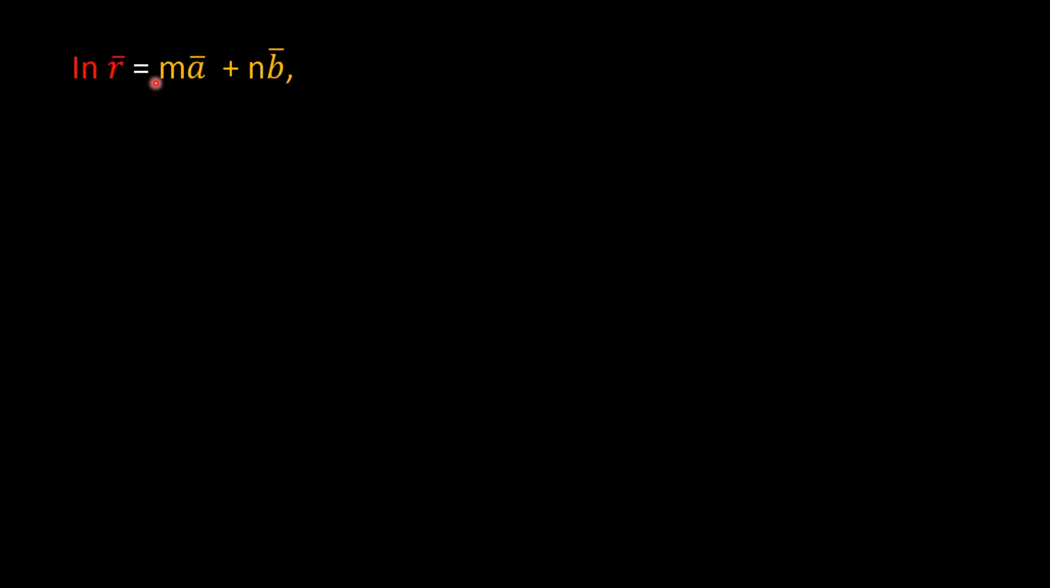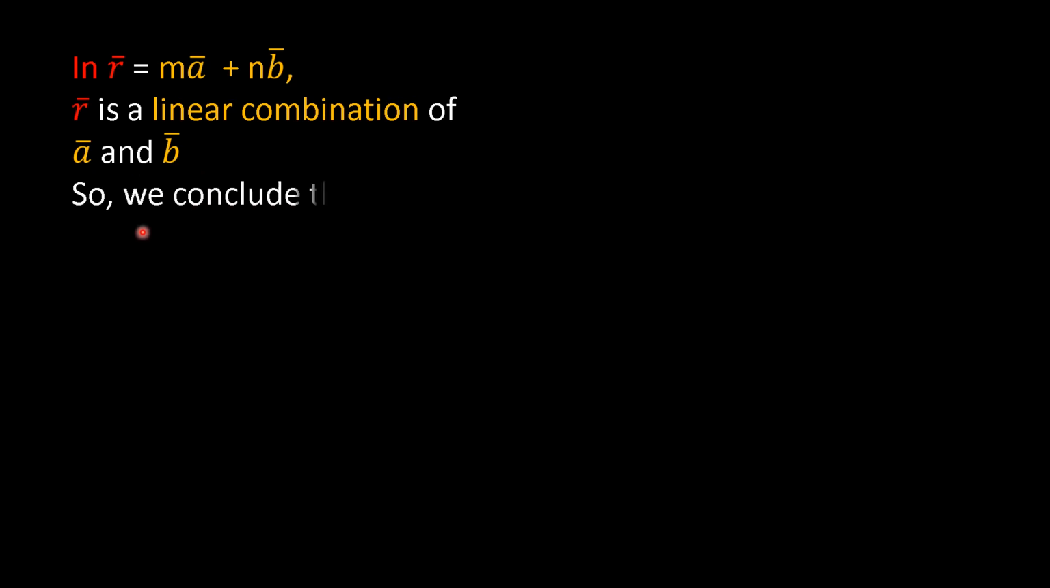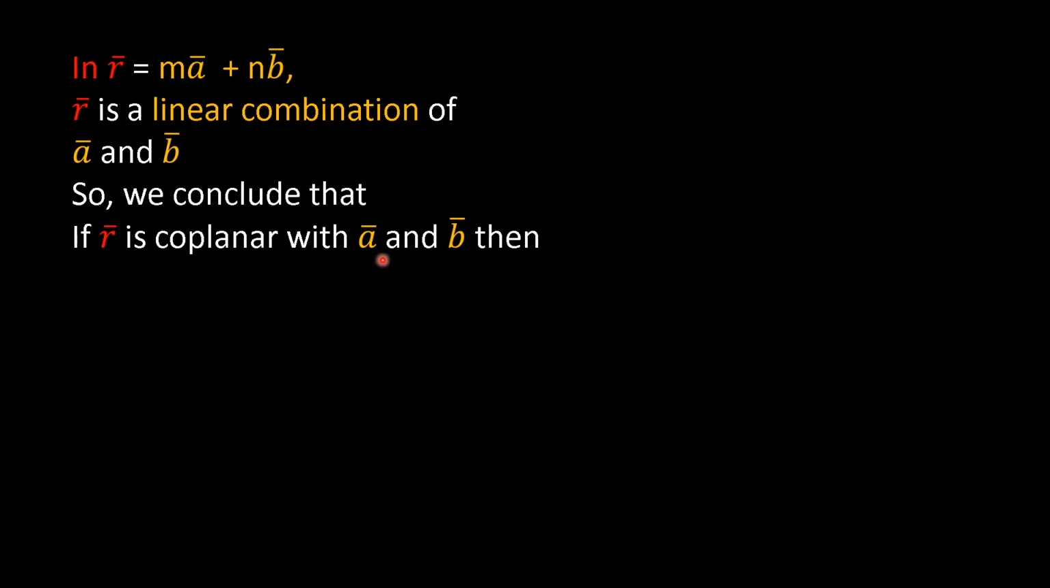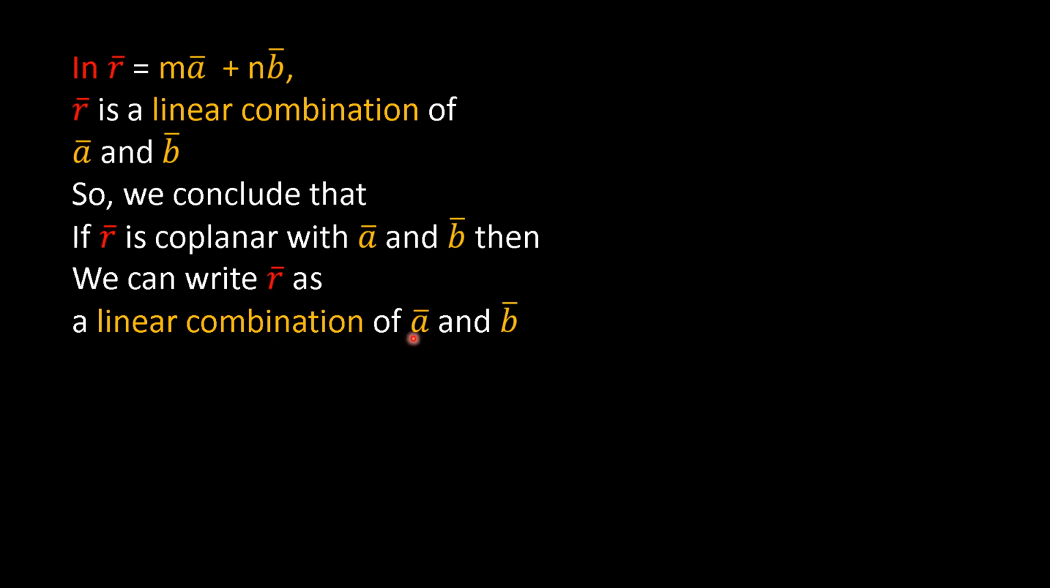In r bar equals m a bar plus n b bar, r bar is a linear combination of a bar and b bar. So we conclude that if r bar is coplanar with a bar and b bar, then we can write r bar as a linear combination of a bar and b bar like this.